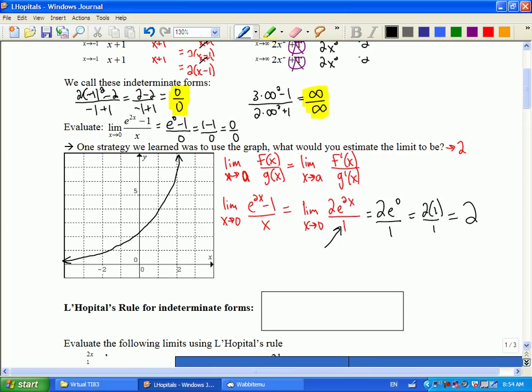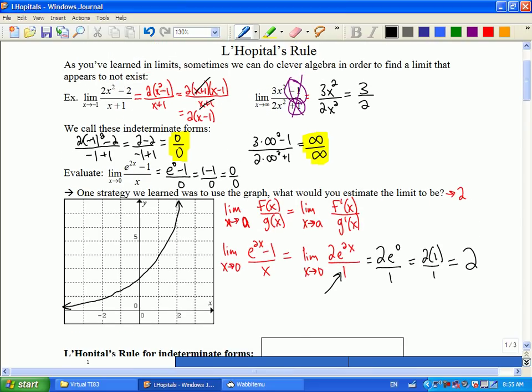Let's go take a look at what we would have had on those previous ones. If I take a look at this one here, let's take the derivative of the top divided by the derivative of the bottom. So the derivative of the top would be 4x. The derivative of the bottom would be 1. There is no more discontinuity. I'd be able to just directly substitute it in. So I would have negative 4, which if I put it in here, it would have been 2 times negative 1 minus 1. So 2 times negative 2, which is negative 4.